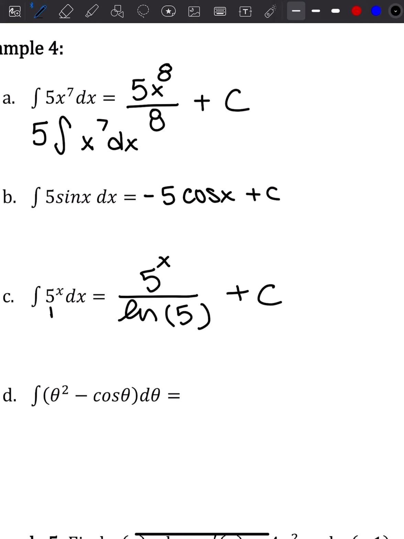Okay, and then this last one, one of the things to note is that it says theta, and it's d theta, so theta is the variable that we are working with. So when I look at this, theta to the power of 2 is just a power rule problem. So theta to the power of 2, we add 1 to our exponent and divide by that exponent. And then the thing that gave us the derivative is cosine, so the thing that we would have taken the derivative of to get cosine is sine. And we still add our c.